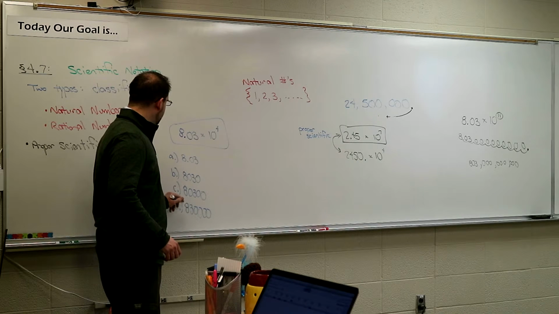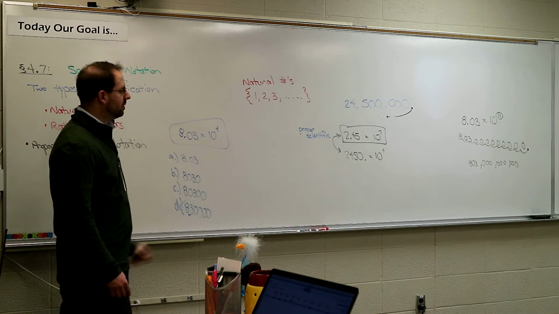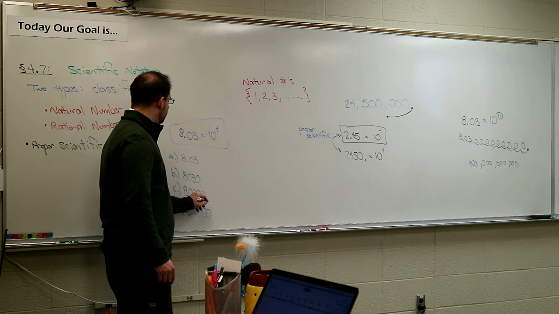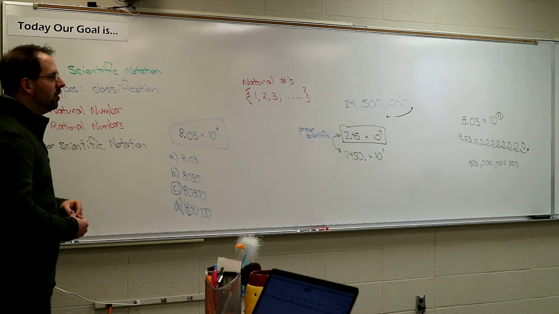Here's the reason why it's not letter D. There's no 0 between the 3 and the 8. Add a 0. So it's probably letter C. They moved it back 4 spots. 1, 2, 3, 4. So this is the one. So it's 80,300.